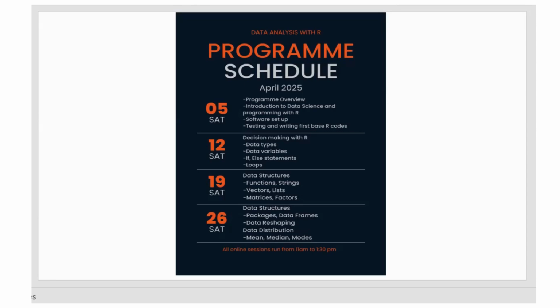Then next Saturday, we are expecting to start doing the so-called decision making with R. So before you make decisions, you have to know data types, the types of data you have, the variables, and also the conditional statements and the loops. Some of them we are going to just briefly see today. And then the next Wednesday, we are going to deal with data structures, just getting to know more about data structures. As I've said, some of these issues, we are going to briefly pass through today, but in depth, we are going to learn more about them in the coming weeks.